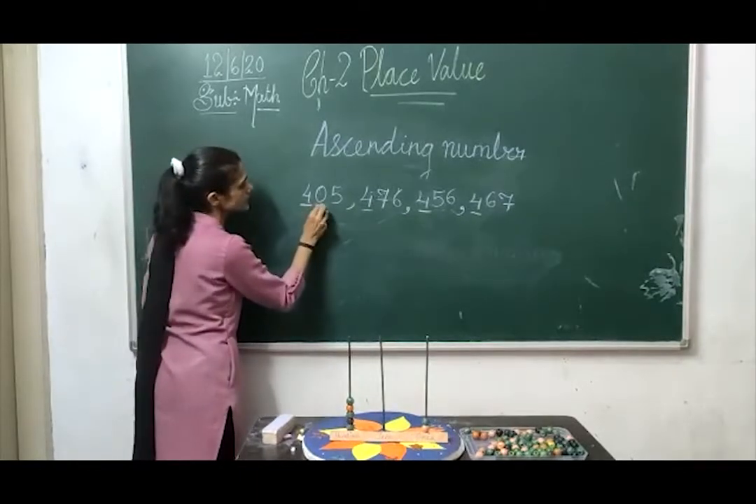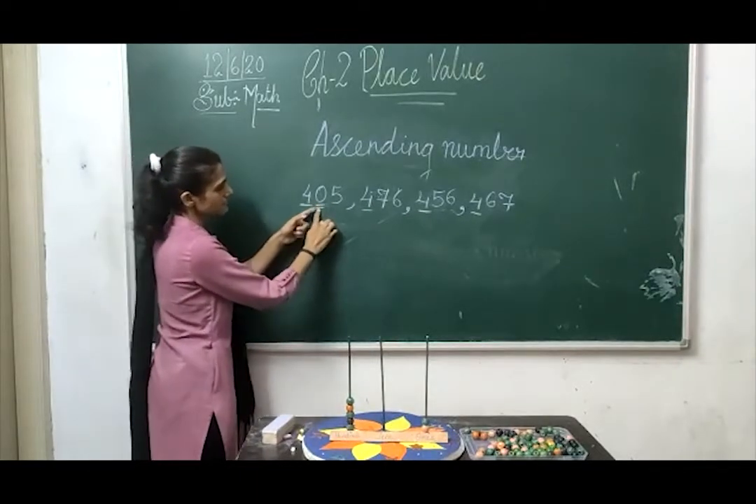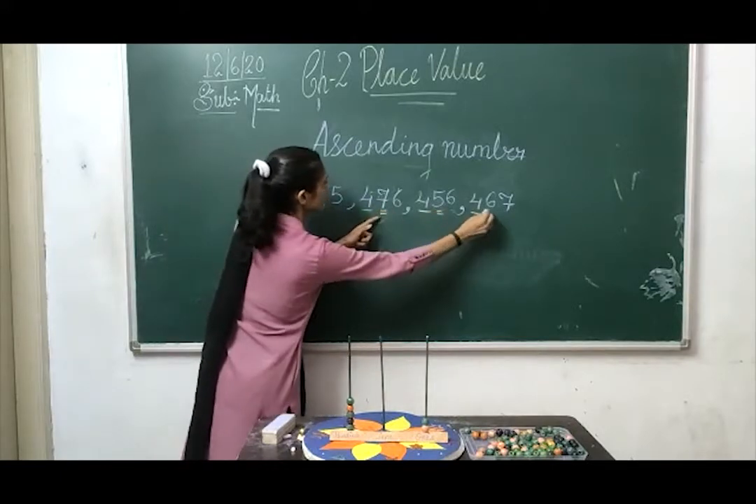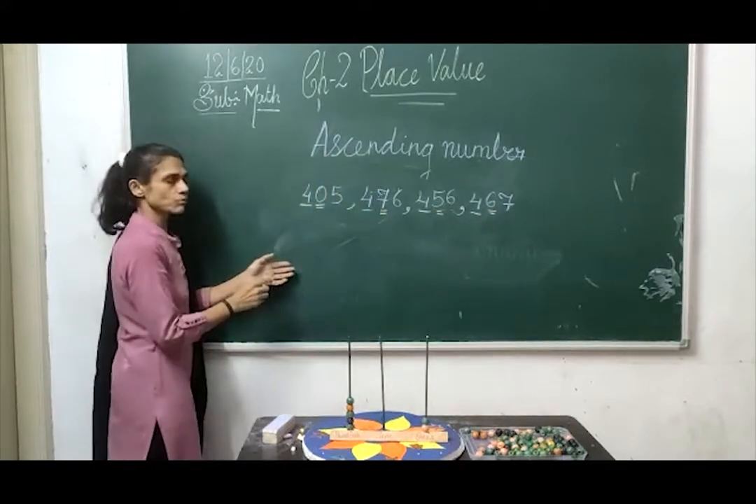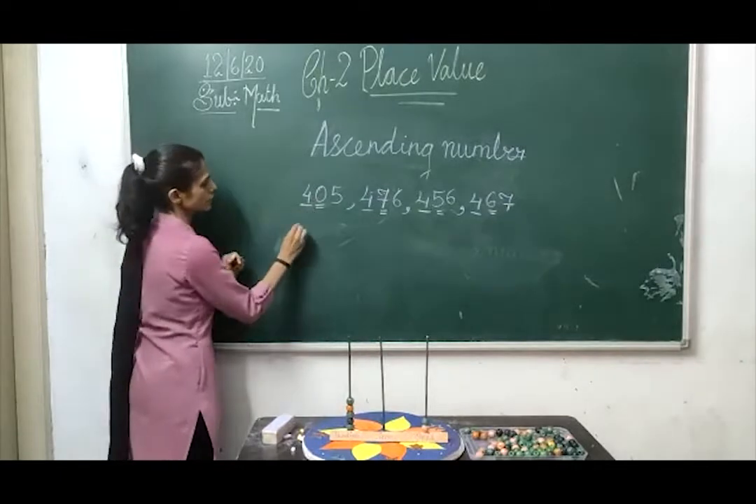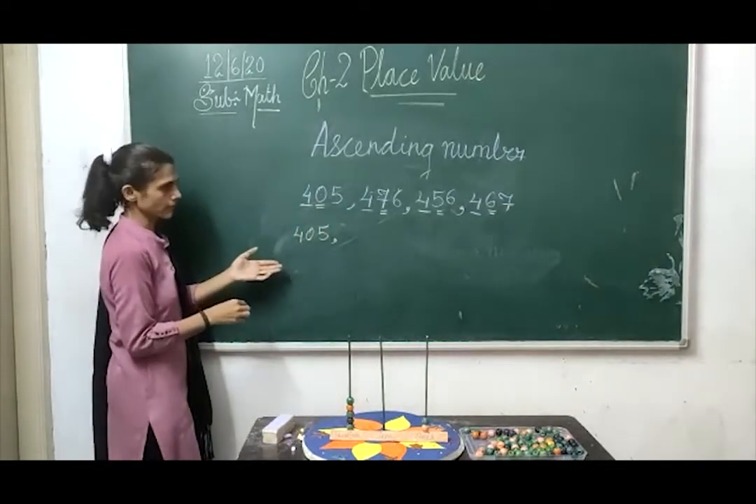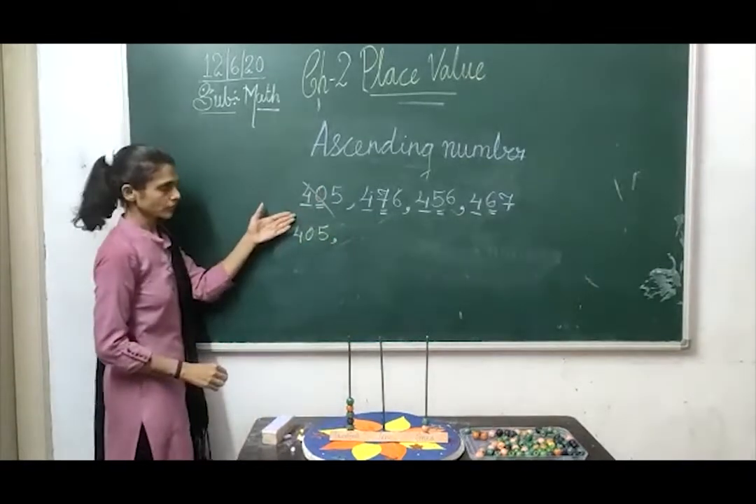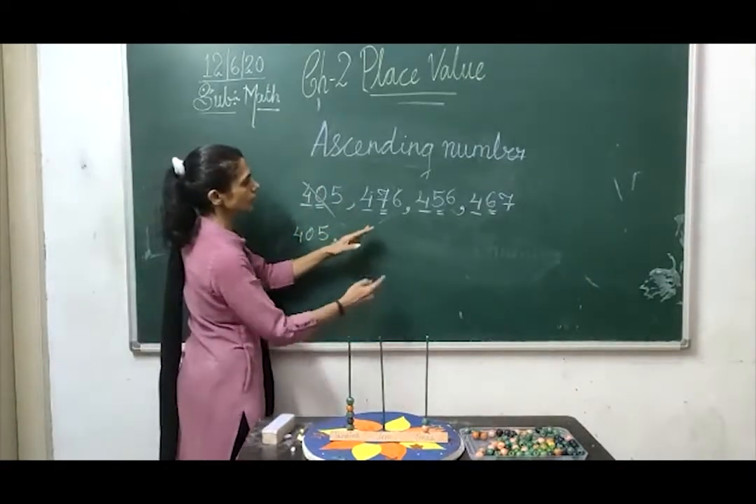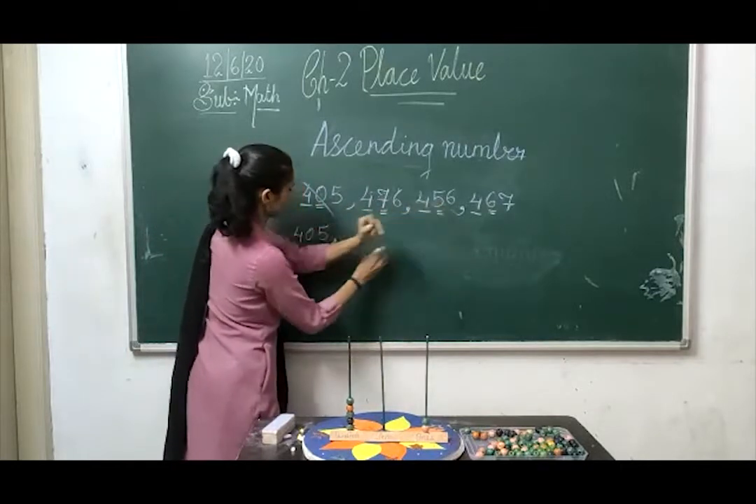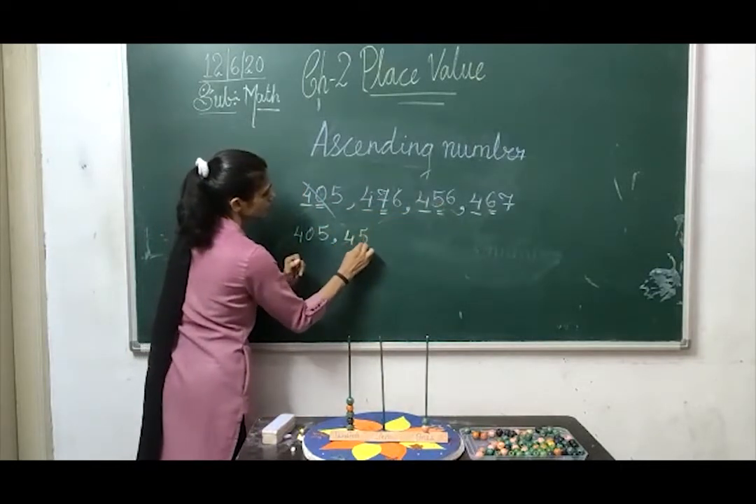You have to look at the second digit. In the tens place, 0 is here, here is 7, here is 5 and here is 6. Which one is smaller? 405. So directly write 405. You have to find the smaller number. Then you have to cut it. Now second one. Which one is smaller? Which one is greater than 0? Then 5 is greater than 0. You have to write 456.